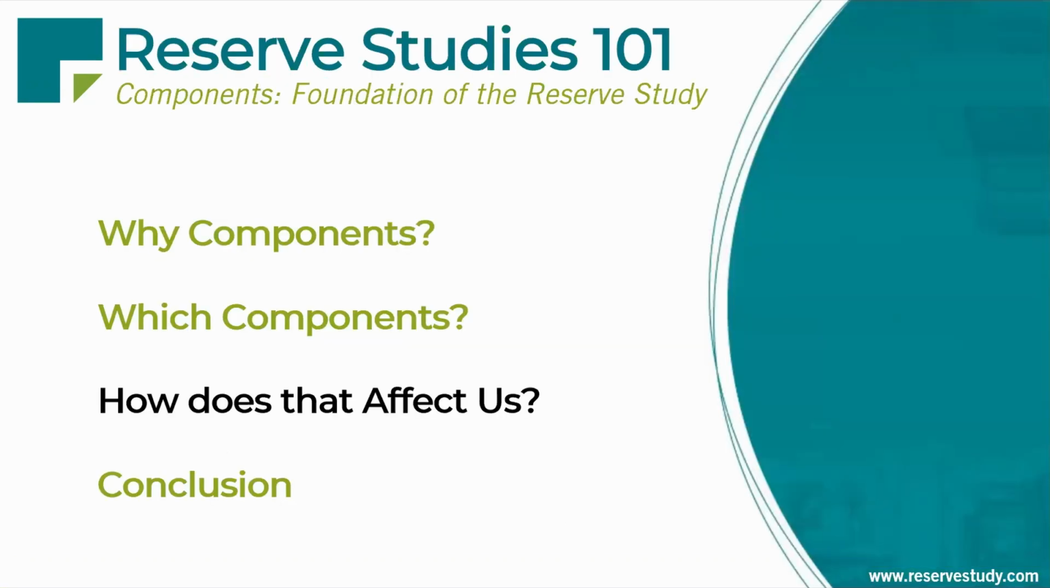Fantastic, Christian. So now that we've made the point that the components create the foundation of the reserve study, meaning that all the financial analysis is going to be done on top of that identification of which projects happen at which time for what cost, and also how the component list is selected, as Christian suggested, we're going to turn to the topic of how that affects us. How does the component selection affect our decision making and the financial plan that results?